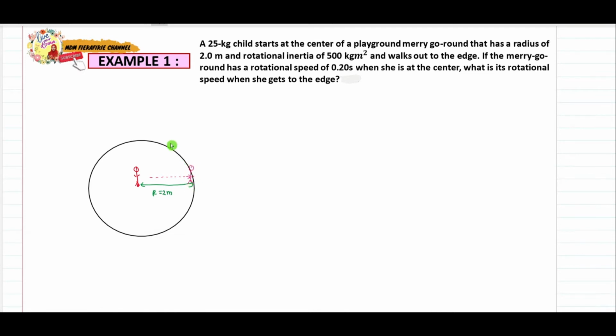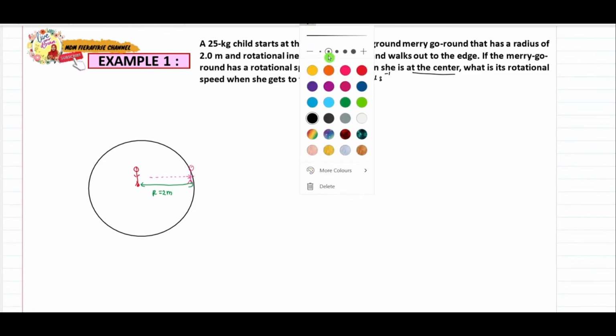Okay, so if the merry-go-round has a rotational speed, this one should be 0.2, so the unit should be radian per second. So betulkanlah. When she is at the center, maknanya masa dia dekat tengah-tengah, omega ataupun rotational speed is 0.2 radian per second. What is its rotational speed when she gets to the edge? Okay, so kita bolehlah tulis.